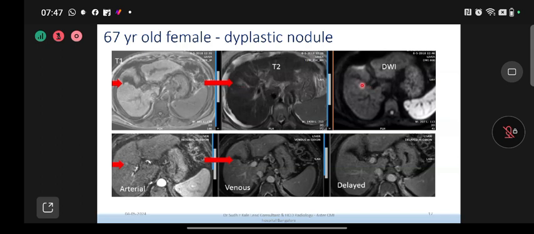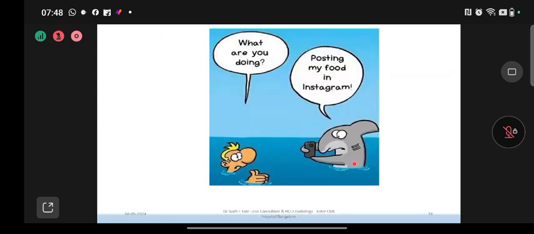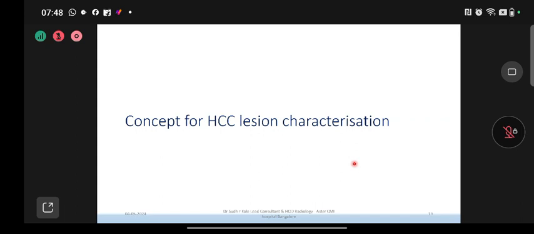Then in diffusion weighted image, you don't find anything really bright. You should see something like bright stars here, but you don't find anything like that. Then in arterial phase, there looks like a small dot of enhancement here. Arterial phase, there is some amount of enhancement. But in venous phase, you don't find a classical washout. I will tell about how the washout looks. You should just try to look into the background parenchyma, and there is no capsule here. So this suggests that it's a dysplastic nodule.